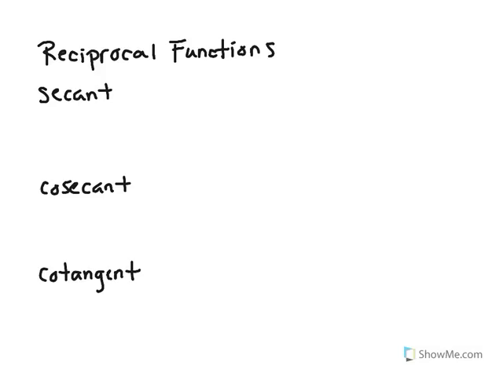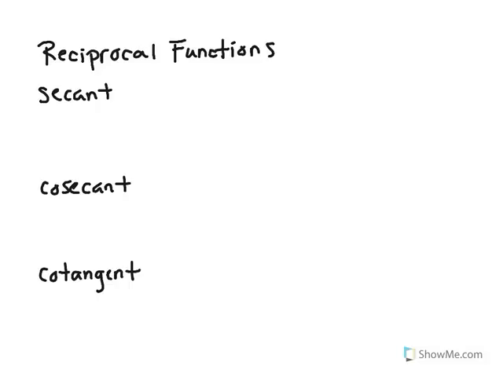Okay, so here we go. We have 3 reciprocal functions. We have 1 reciprocal function for each main function that we have. So we have 1 for sine, 1 for cosine, 1 for tangent. I'm going to show you why this is called reciprocal.